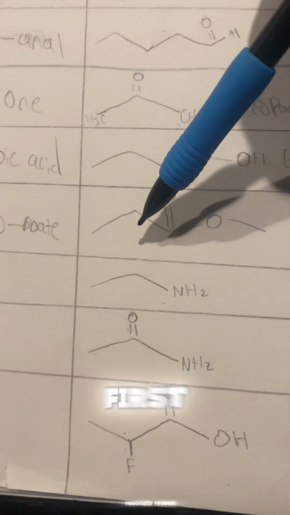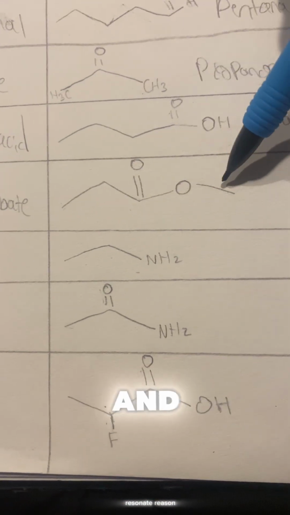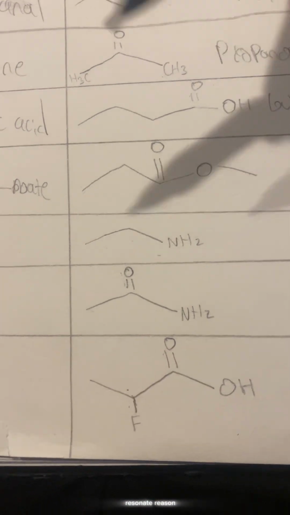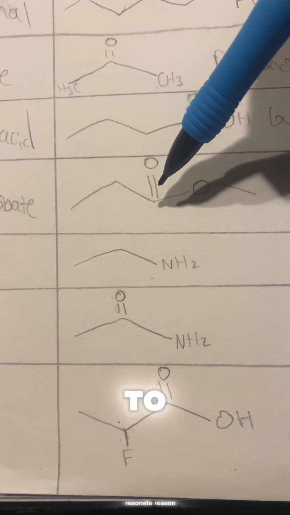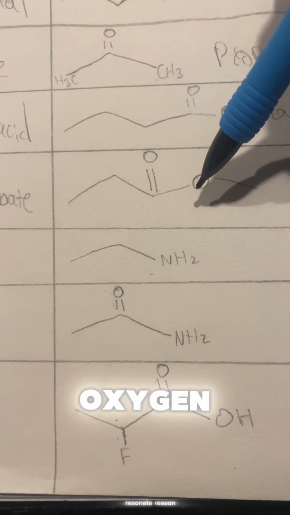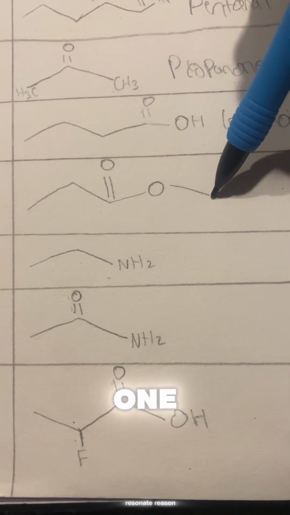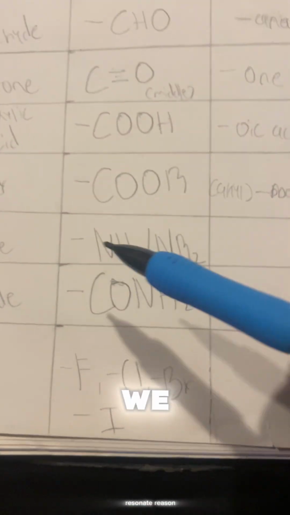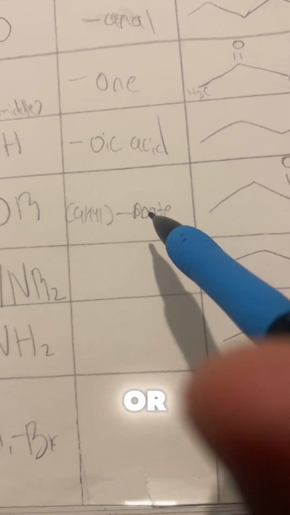So first, let's count the carbons. 1, 2, 3. And then we have 1. So you know that there are 3 carbons on the carbon chain with the ester connected to it because it has a double bond of oxygen, and then oxygen connecting the other carbon chain. And then on this carbon chain, it's just a methyl because it has 1, and then it's connected to the oxygen. Now, we write it as alkyl, and then the ester.